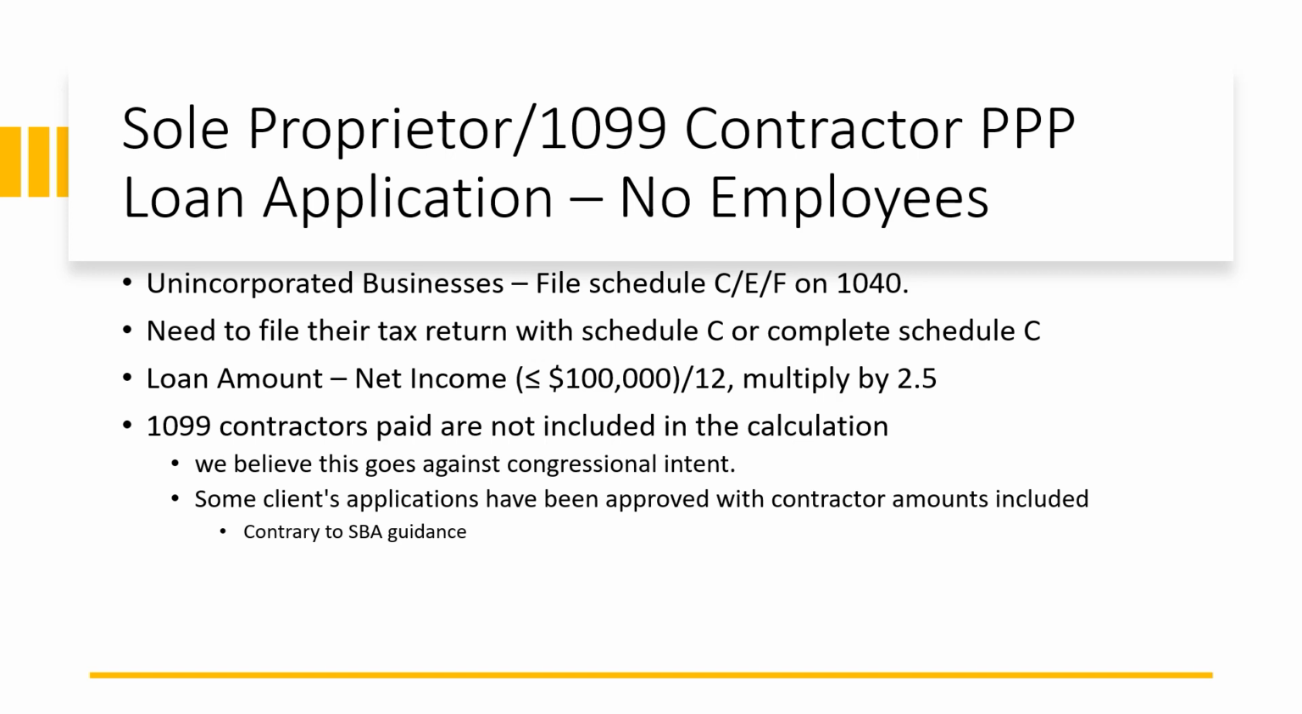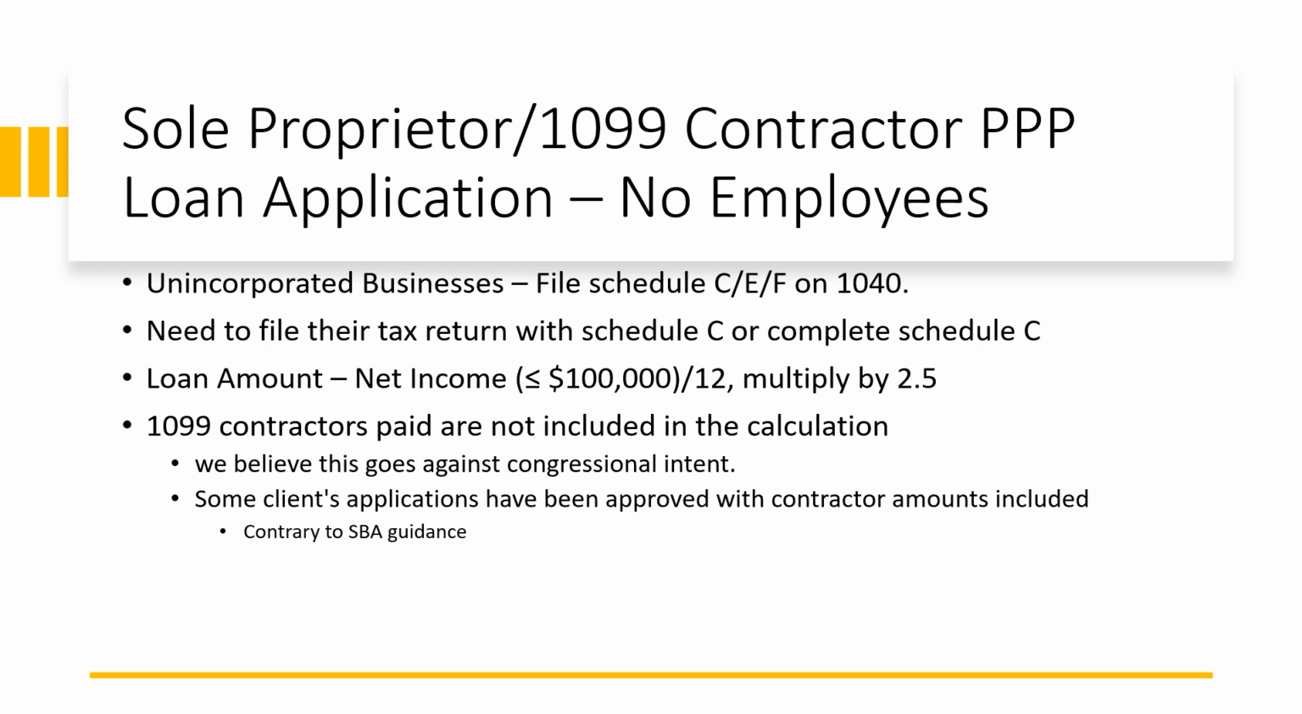So once you figured out the net income and it exceeds $100,000, you will use $100,000 as your base figure. You will divide that by 12, so you'll find out your monthly amount. Then you multiply that by 2.5 and that becomes your loan amount.